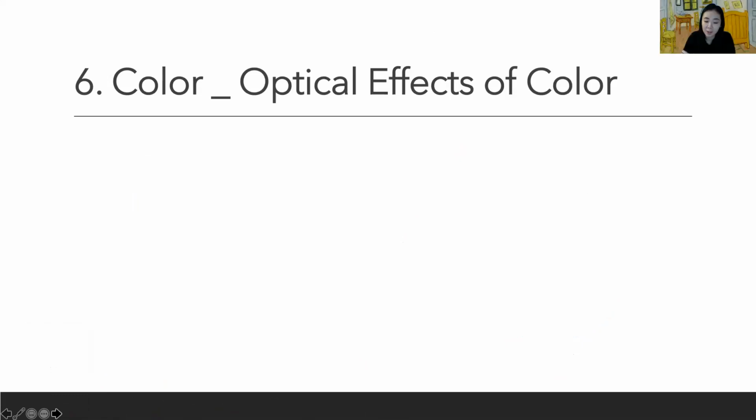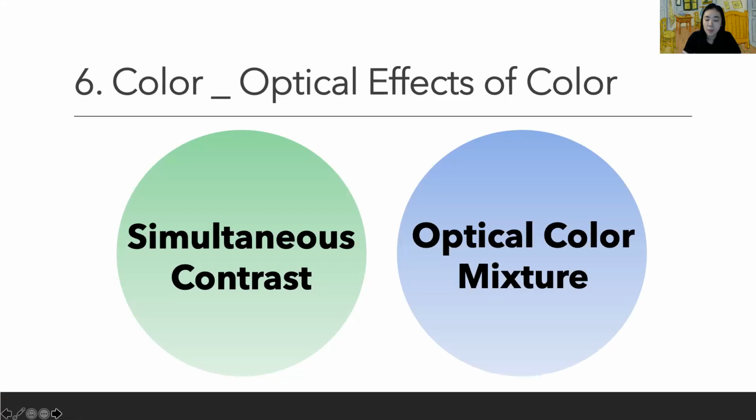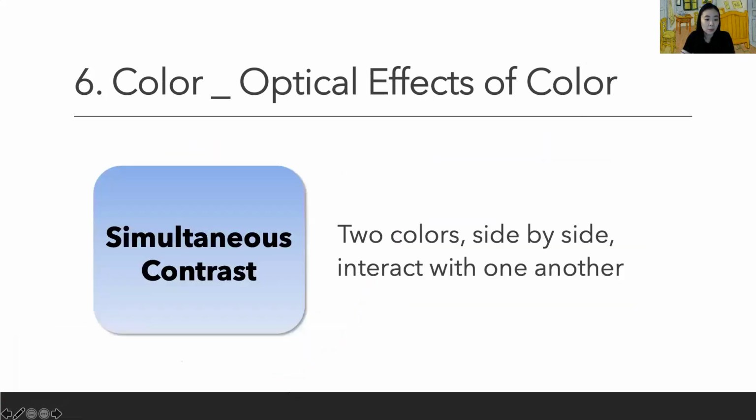So there are two types of optical effects of color we are going to see. The first one is simultaneous contrast. And the next is optical color mixture. So let's see these color effects. Let's see the simultaneous contrast first.